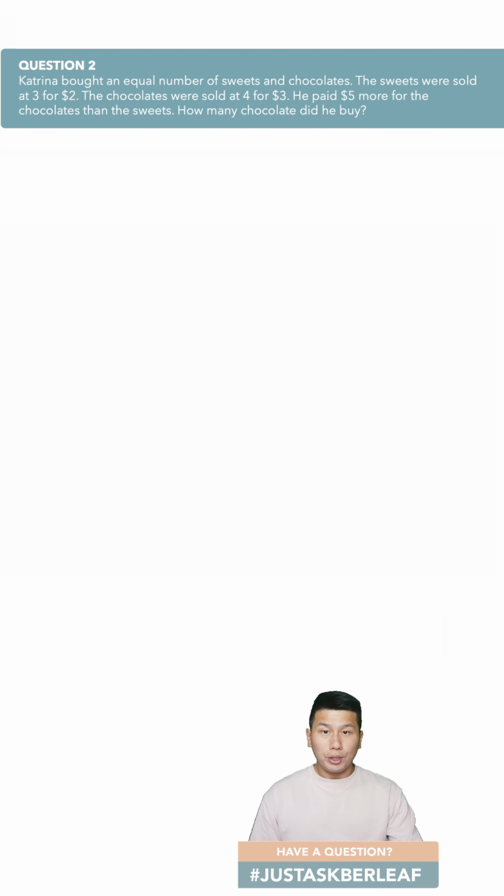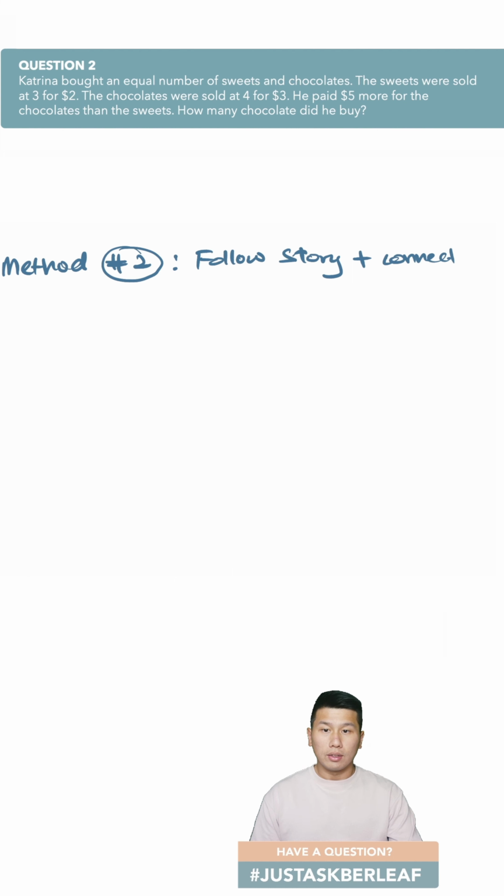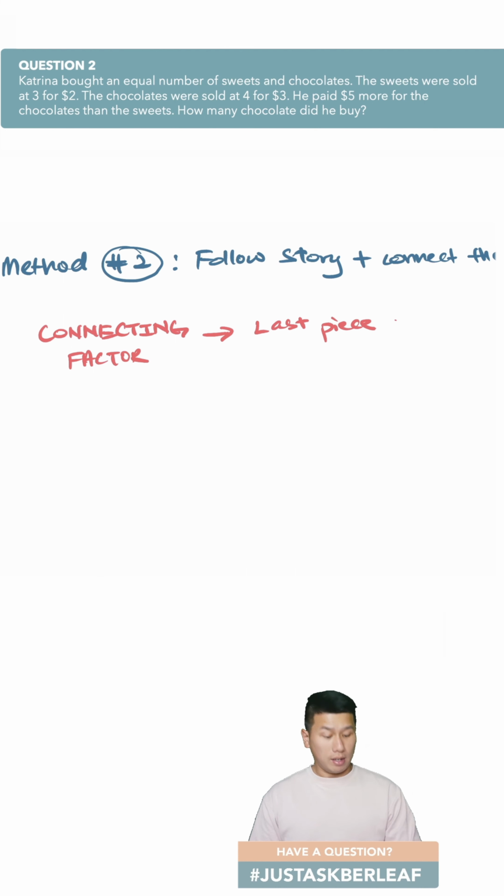Alright, for these, we shall make use of the second method. Okay, let me write it down. So method number 2, which is to follow the story and connect the dots. Yes, correct. So this process can turn out to be more straightforward because we are going to use the connecting factor. We're going to identify it straight away at the start, which is actually the last piece of information that you can find in the question.